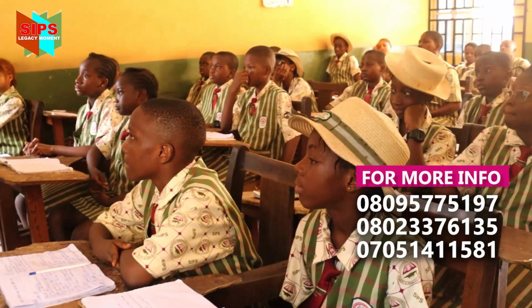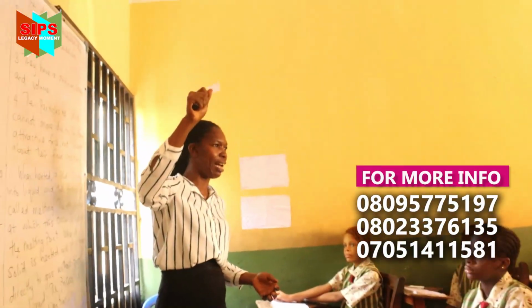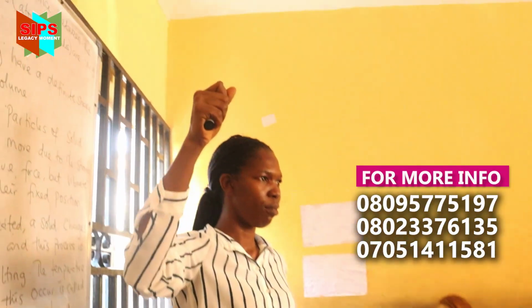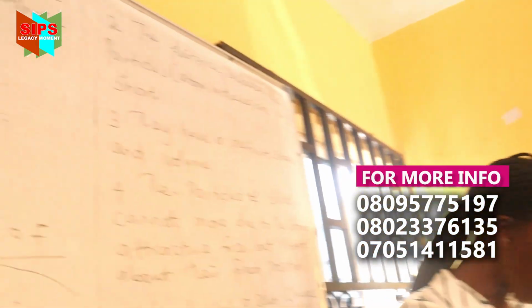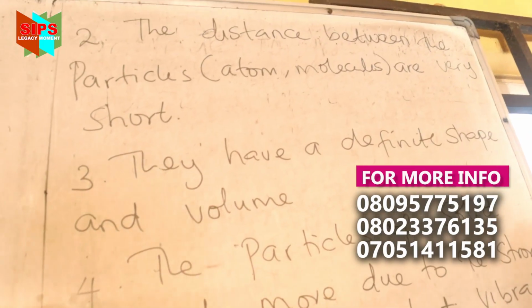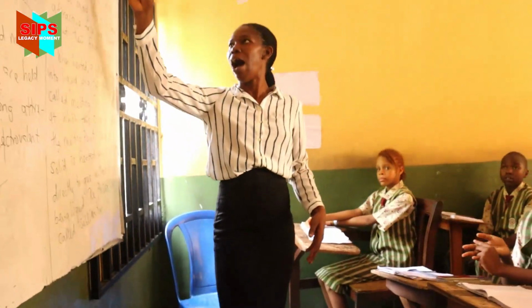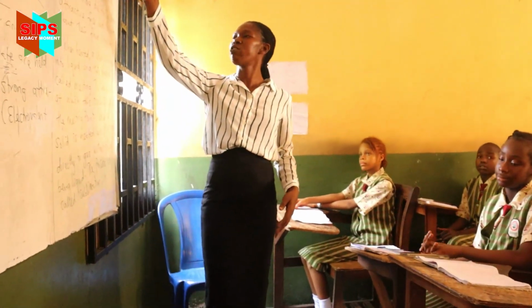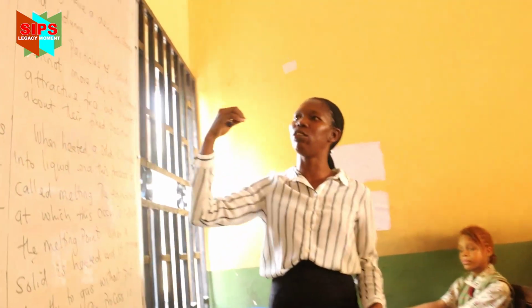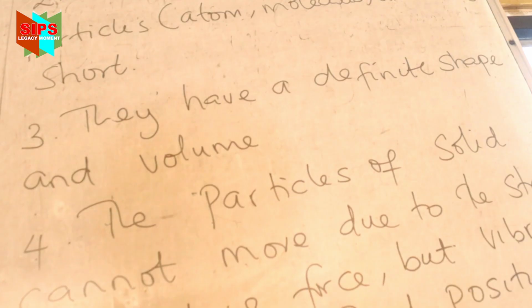The space this marker is occupying in my hand is definite. It cannot be wider than this. The space I am occupying here is definite. It's fixed. It's not wider than this. So atoms of solids, because of the kind of bond that exists between them, have definite shape and volume.